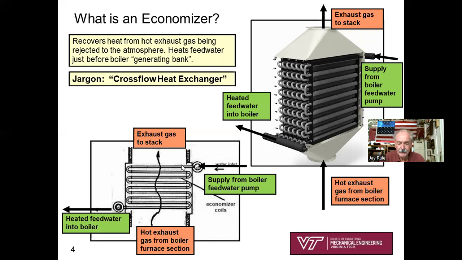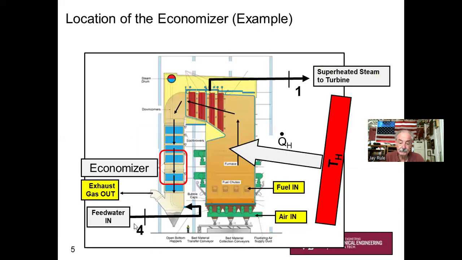And so here's a cross-sectional view, and we call this type of heat exchanger, the economizer, a cross-flow heat exchanger because you can see how the air is going vertically up, and you can sort of visualize that the feed water is kind of visually going side to side. Okay, so that would be a cross-flow heat exchanger.